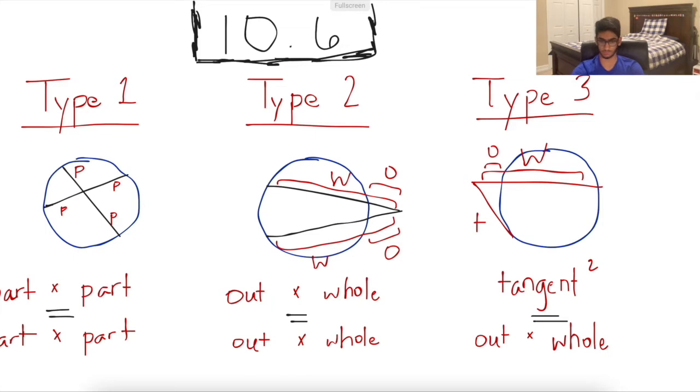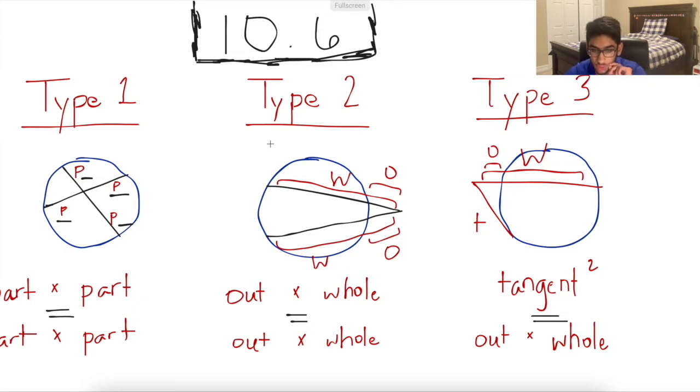Okay, so as you can see, type 1 happens when we have 2 chords intersecting. So when we have 2 chords intersect, we have 2 parts on each segment of a chord. So the formula we use is part times part equals part times part. And the parts we want to use are the parts that are on the same chord. So I would do this part times this part equals this part times this part. You'll understand more once we do some example problems.